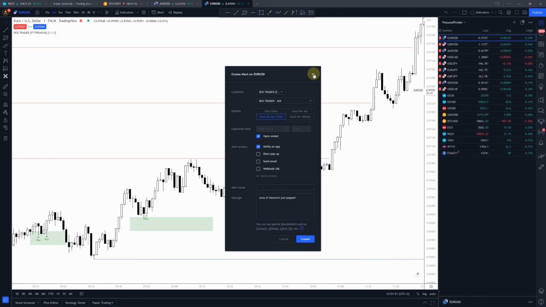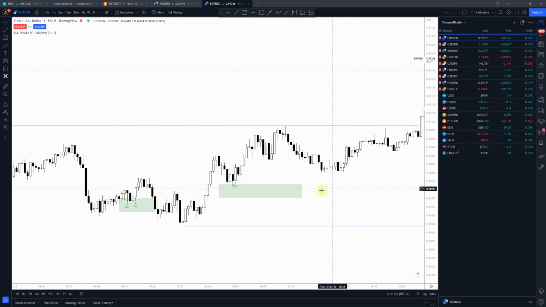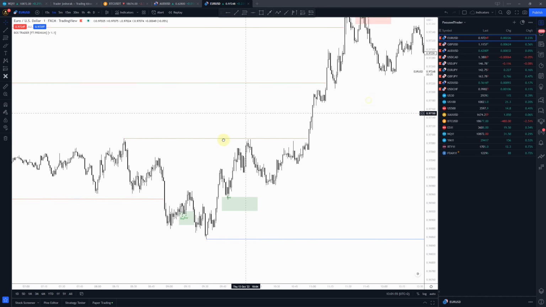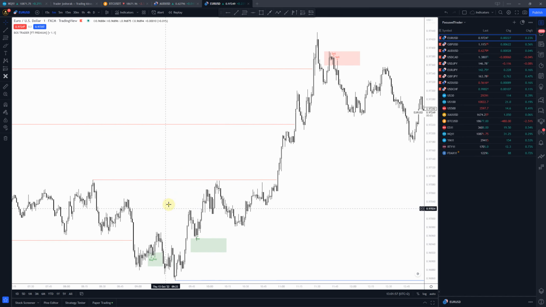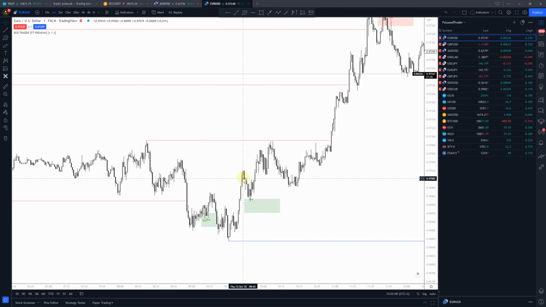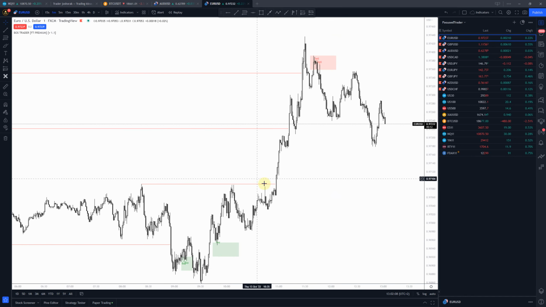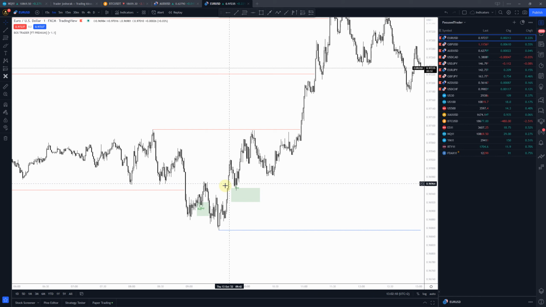So these are the options that TradingView offers. You can decide for yourself what works best for you. Again, if this area of interest pops, you will get an alert here and also here. This is how it works, and you can see that you get a really nice signal here, and this one is invalid, and I will show you why later on in this video.